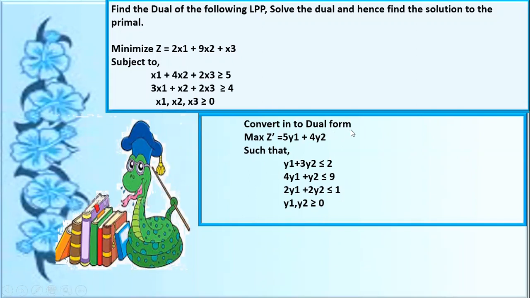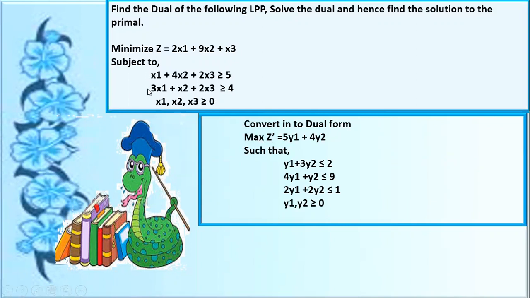Convert into a dual form. What is the first step? If it is minimization, write the maximization z dash. That will be equal to, how many constraints are there? Two constraints. That will be equal to the variables in the dual form. So it will be 5y1 plus 4y2. So that is the objective function in the dual form.